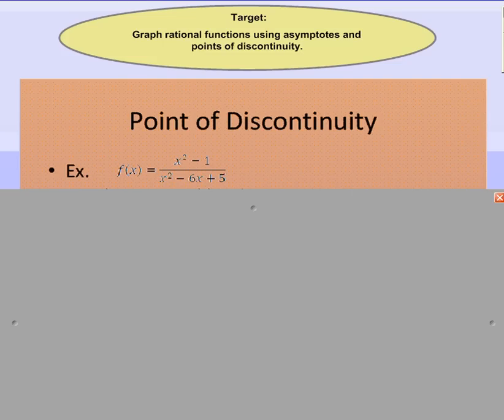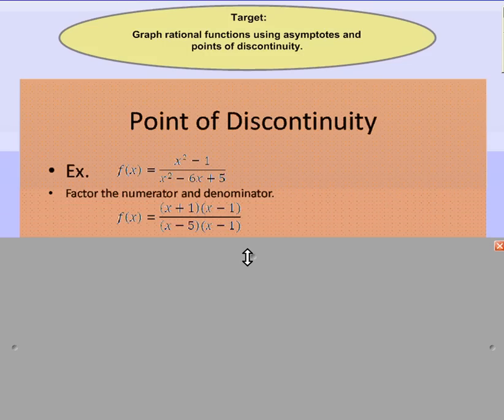Okay, here's our first example. Notice that both the numerator and the denominator are factorable. We want to do that, so we're going to factor both parts. What you notice in the denominator now is that x cannot equal 5 and x cannot equal 1. If we saw this problem 2 minutes ago, we would have said this has 2 vertical asymptotes, so we would have divided the graph into 3 categories.